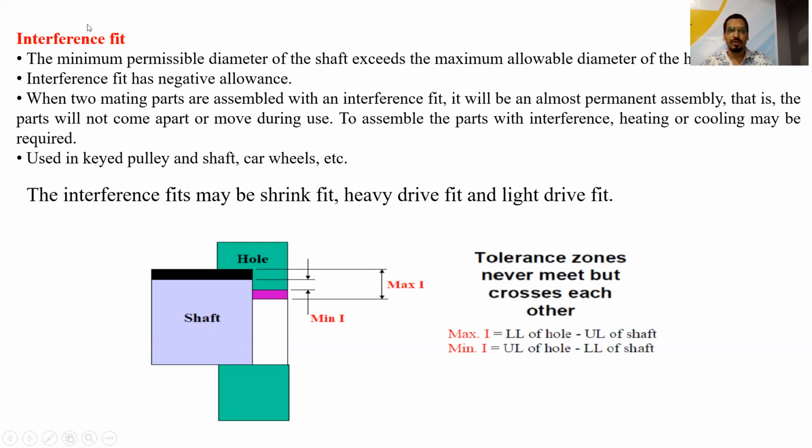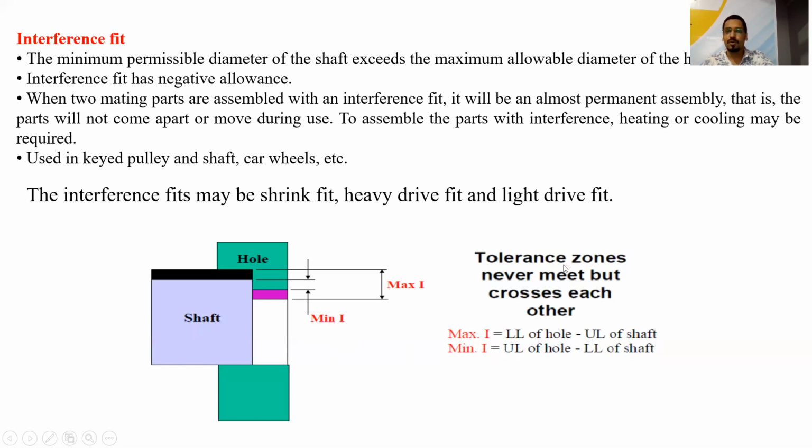Interference fit can be of these types. The interference fit may be shrink fit, heavy drive fit, and light drive fit. In this case, two types of interference exist, that is the minimum interference and the maximum interference. Minimum interference is given by the upper limit of the hole minus lower limit of the shaft, and maximum interference is given by lower limit of the hole minus upper limit of the shaft.